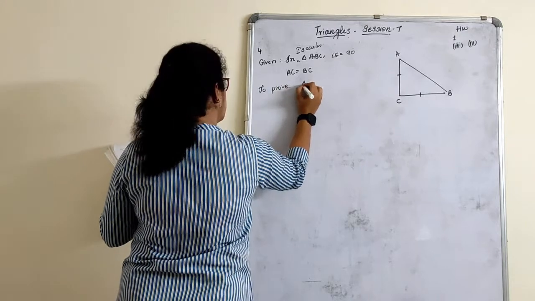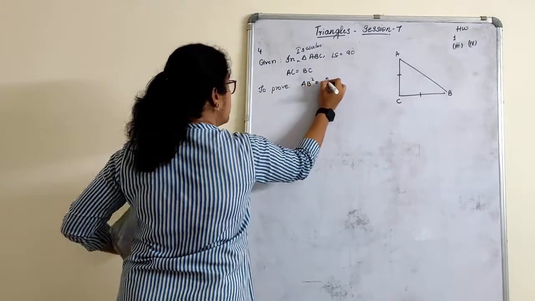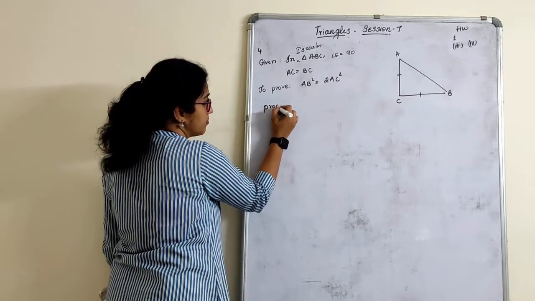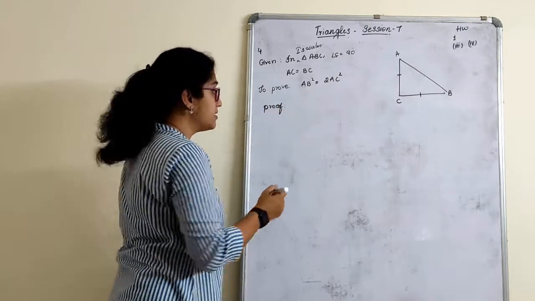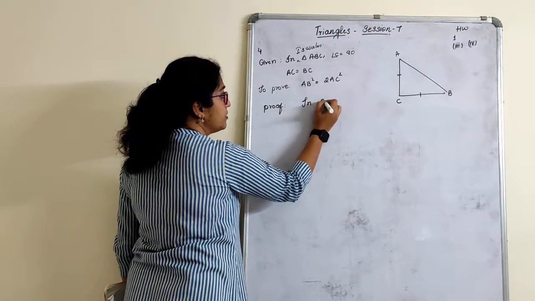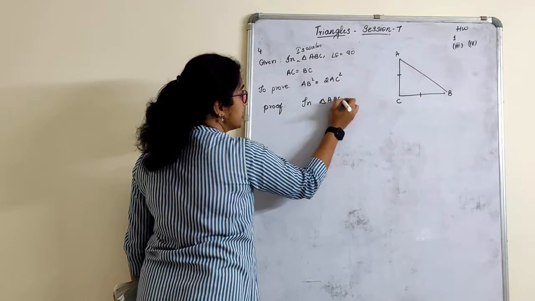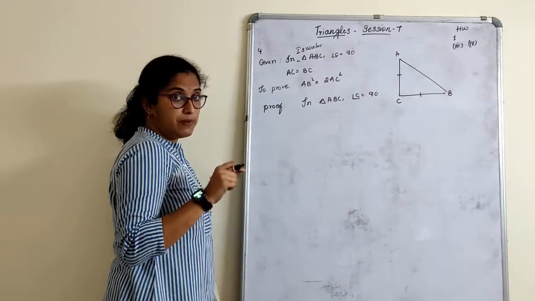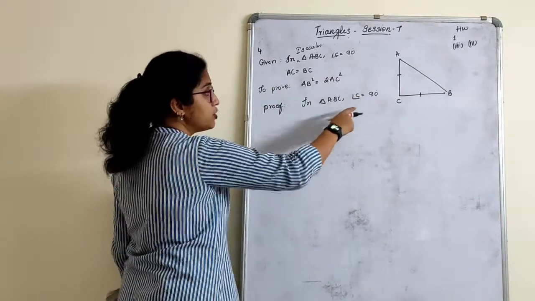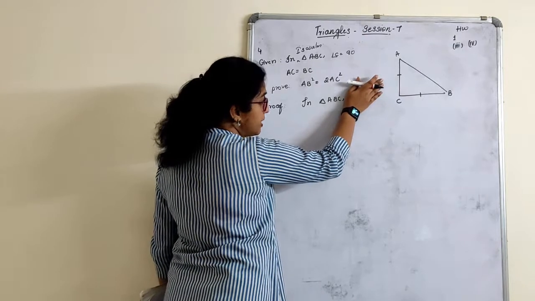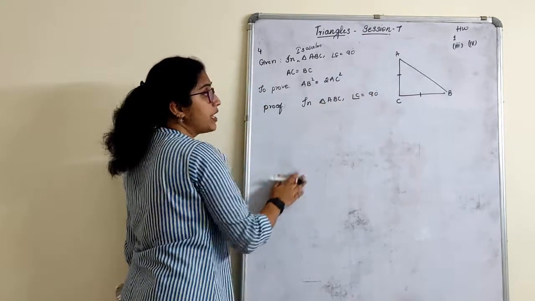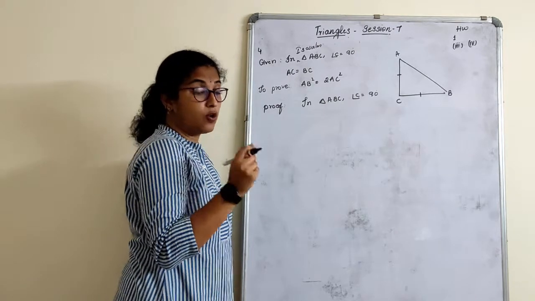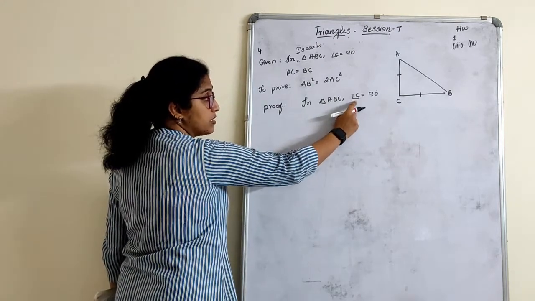To prove that AB square is equal to 2 times AC square. Proof. Using Pythagoras theorem, in triangle ABC, angle C is equal to 90 degrees. Whenever you want to apply Pythagoras theorem, you should always mention what is 90 degrees. Without mentioning 90 degrees, if you say that the square on the hypotenuse is equal to the sum of the squares of the other two sides, that actually stands wrong. It has to be mentioned what is 90 here.